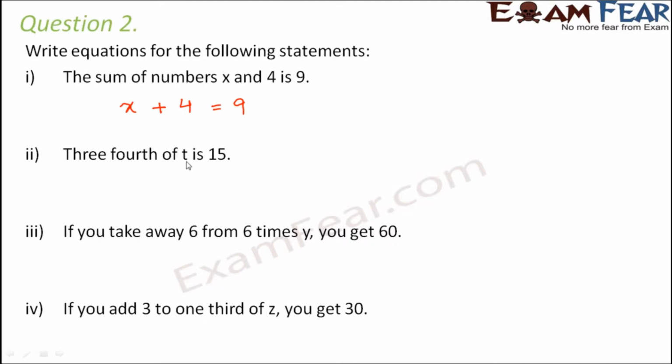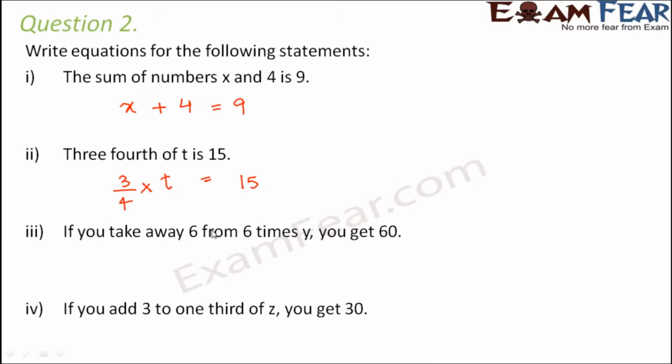3/4 of t is 15. 3/4, what do we mean by 3/4? It means 3 by 4 of something. 3 by 4 multiplied by something. What is that something? That something is the variable t. So 3 by 4 of t is equal to 15.